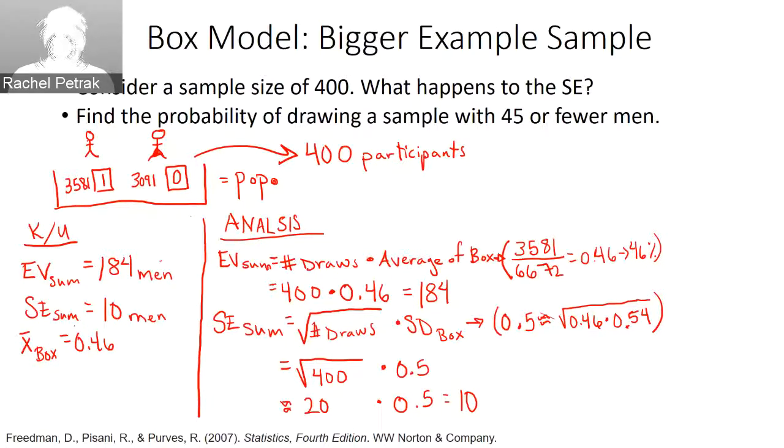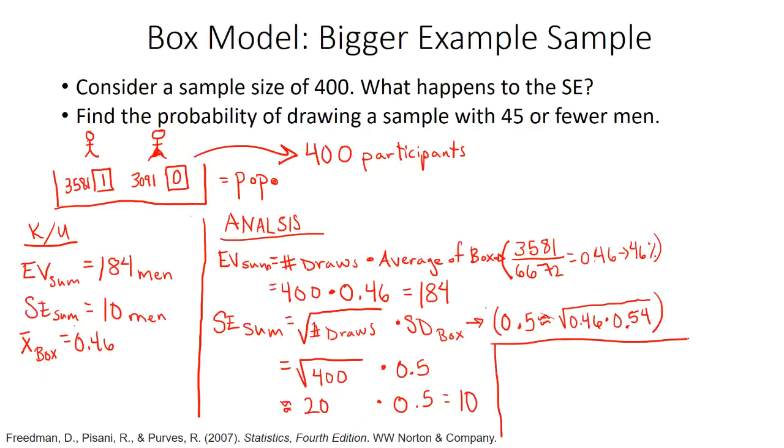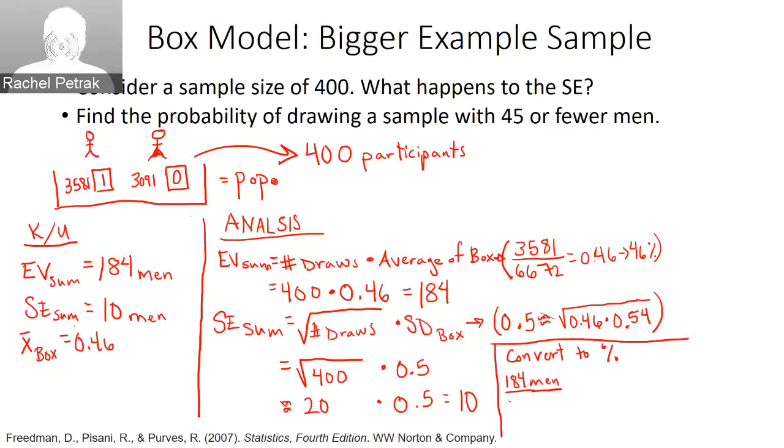We can easily convert this to a percent. We know that 184 out of 400 is 46%. So our 184 men out of 400 total in the sample is 46%. And yes, I'm skipping the proportion step here. We're running out of space. And 10 out of 400, but this is the expected value as a percentage.